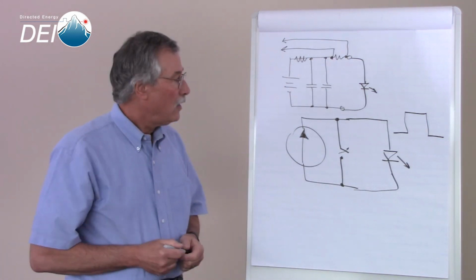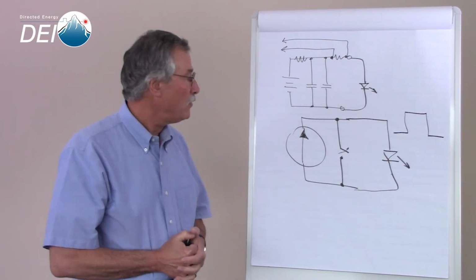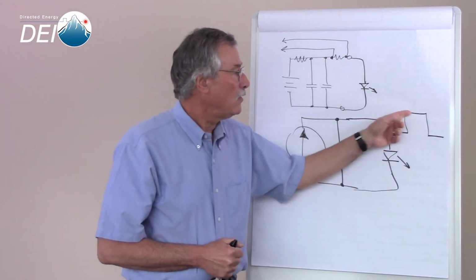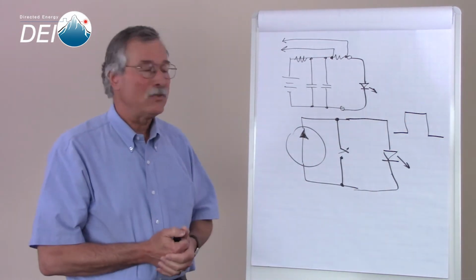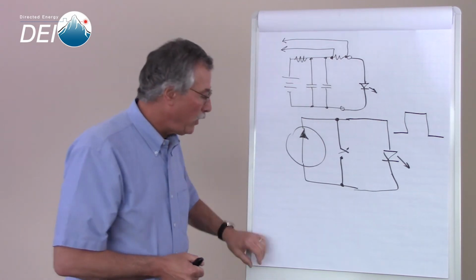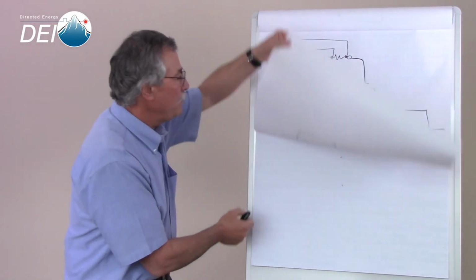This is a very good way of generating very fast rise times and fall times. And if we have a sufficiently large current source, why we can get all the current we want for whatever duration we want.